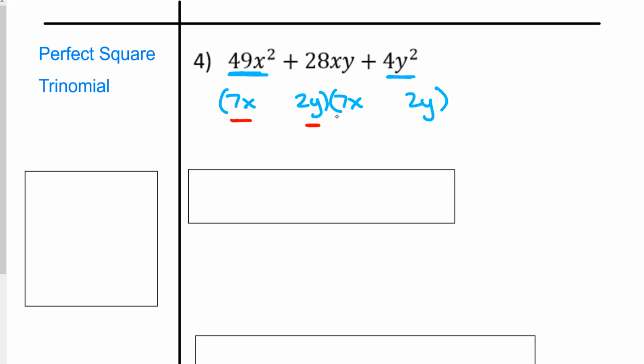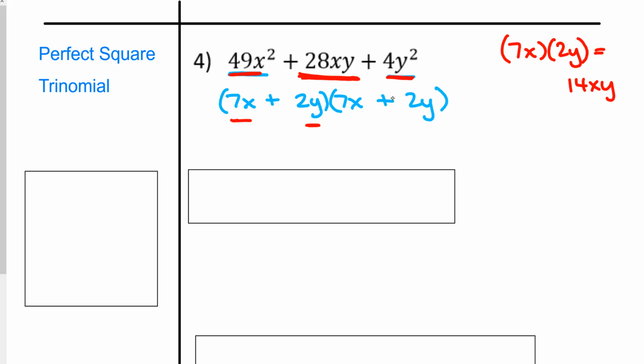Notice what you get when you multiply 7x and 2y. 7x times 2y is 14xy. And notice that the middle term is twice that. So anytime you start with a perfect square, you end with a perfect square, and the middle term is twice the product of the square roots, you have a perfect trinomial square situation. I need to put my signs in here. These would both be plus.